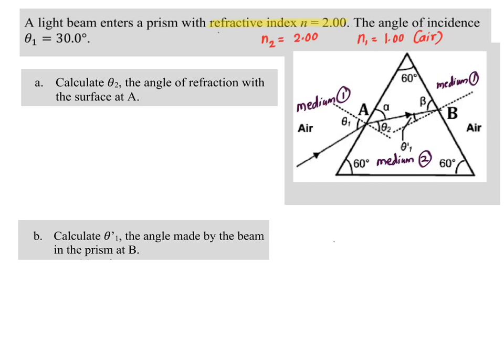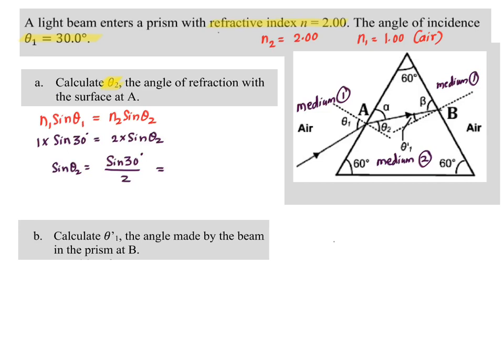So the refractive index n equal to 2, which is for the prism, will have n2 equal to 2 and n1 is equal to 1 because it's air. We want to calculate what is theta 2. We will apply Snell's law: n1 sin theta 1 equals n2 sin theta 2. We substitute the values as provided in the equation. We solve for theta 2, getting sin theta 2 as 0.25. Finding the sine inverse using our calculator, we get the value of theta 2 as 14.5 degrees.